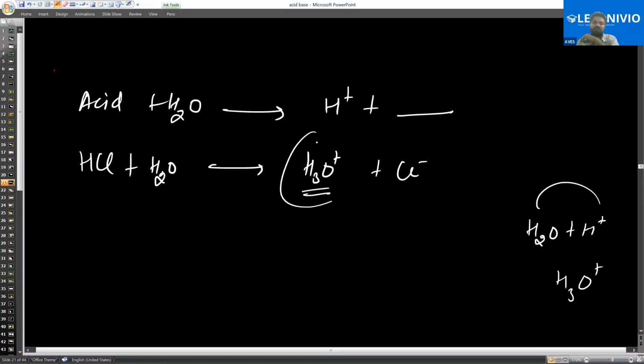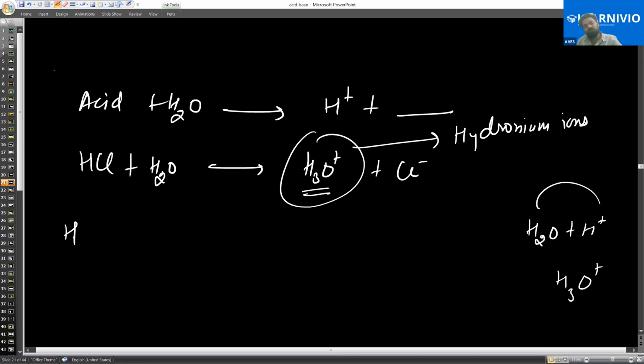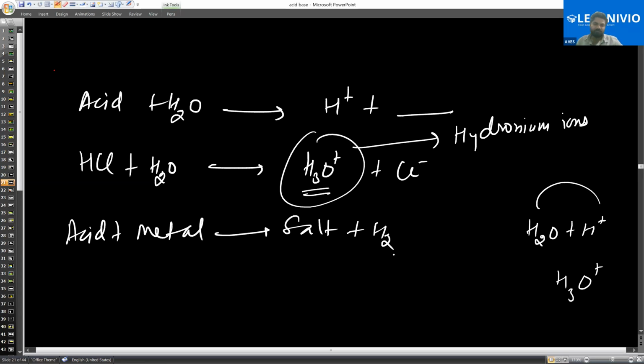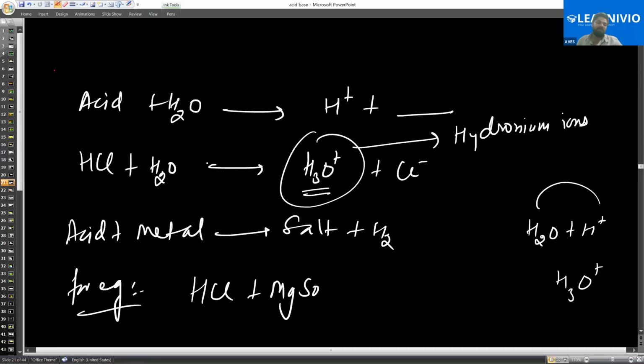समझ आया? And this is called hydronium ion. Got it? Yes, sir. Next, if I'm saying that acids when added to metals, then they will give you salt plus hydrogen gas. For example, if you have HCl added to Mg, then it will give you MgCl2 plus H2. समझ आया?